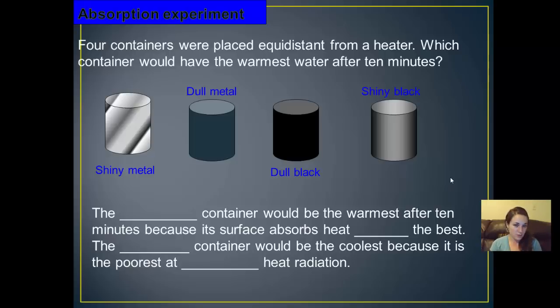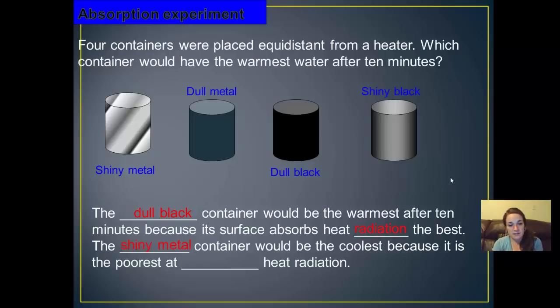So this water isn't warm yet. We want to see which one's going to make it the warmest. So that means the dull black container would be the warmest after 10 minutes. And that's because its surface absorbs heat radiation the best. So it's taking in that heat, which then is going to heat up the water inside it.